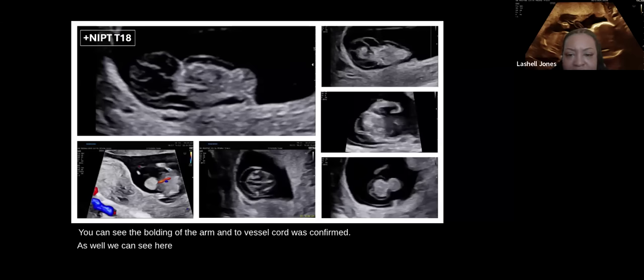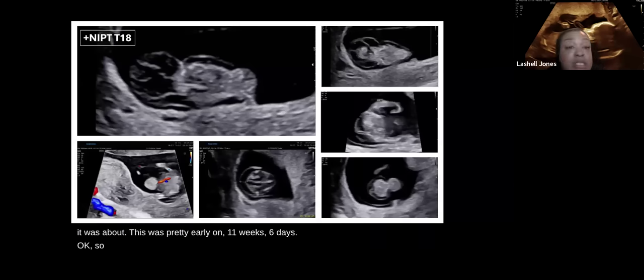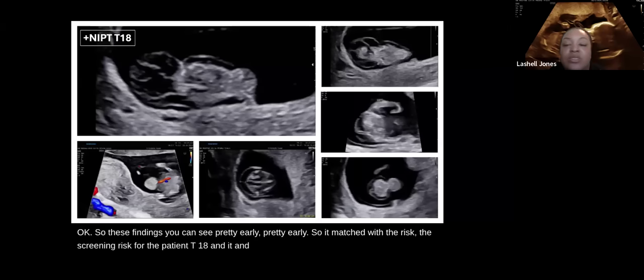I don't know if you can see the time in. It looks like this was pretty early on, 11 weeks, 6 days. So these findings you can see pretty early. It matched with the screening risk for the patient, T18, and it was diagnosed or confirmed with an invasive procedure, and it was T18 in this case as well.